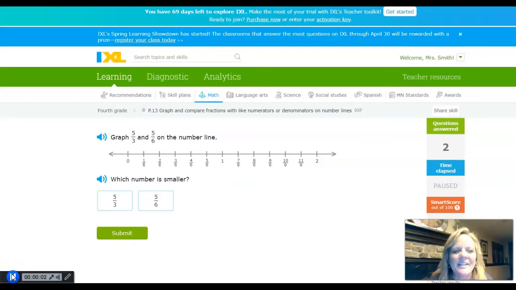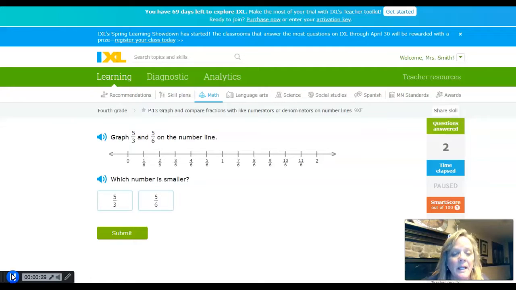Hello, for this lesson you are going to be working in IXL, and it's going to be lesson P13, where you're going to be graphing and comparing fractions with numerators or denominators that will be the same on a number line. So when you first look, you can see that I have 5/3 and 5/6 that I need to place on the number line. The numerator is the same, but the denominator is different.